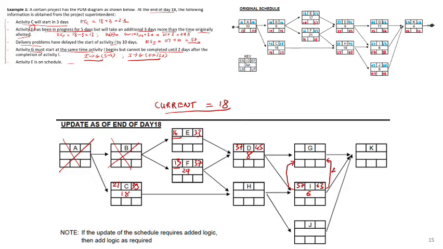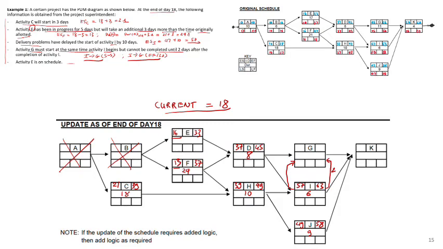How about activity H? H, you go from F, you got 37, go from C, you got 39, so you take the larger one, 39. And then activity H, duration 10, so you got 49 as the finish. Activity J, you go from H to J, you got 49, and the duration of J has to be 9, and then you got the finish 58.